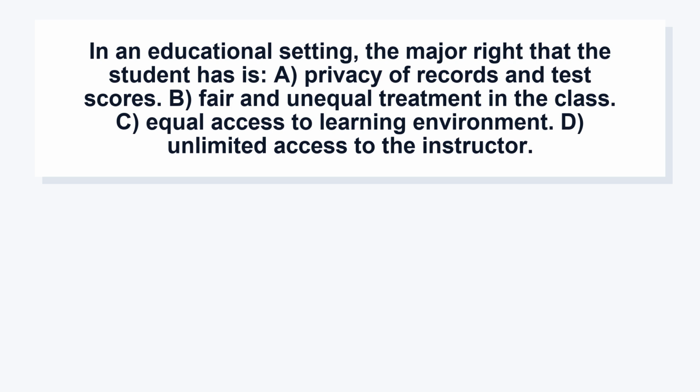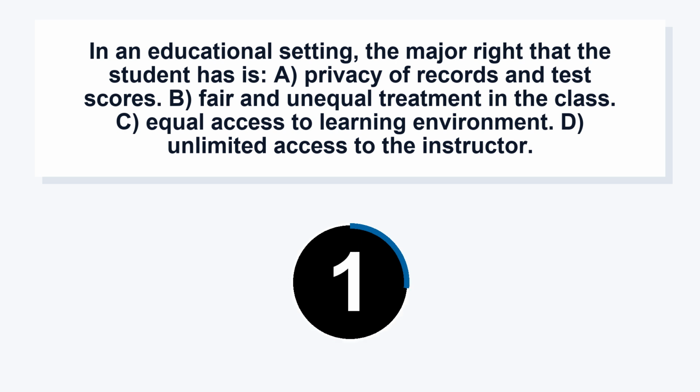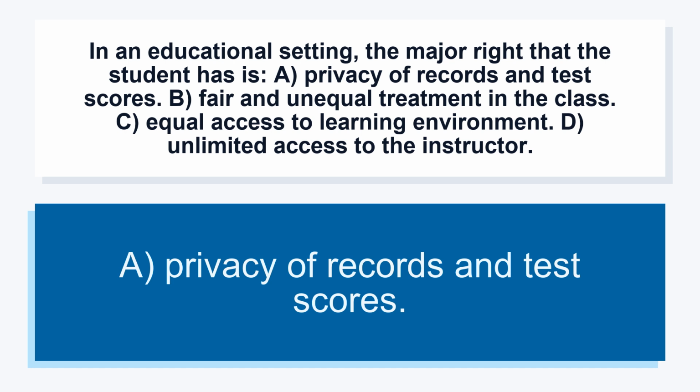In an educational setting, the major right that the student has is A. Privacy of records and test scores. B. Fair and unequal treatment in the class. C. Equal access to learning environment. D. Unlimited access to the instructor. A. Privacy of records and test scores.